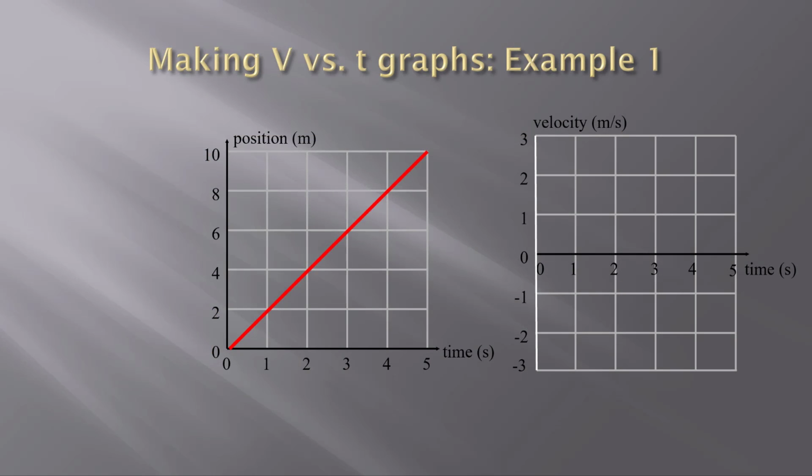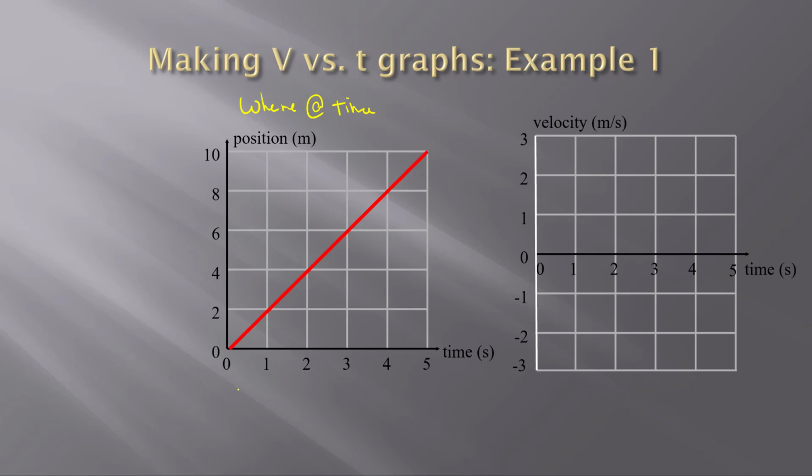All right, so what we're going to do here in this video is look at how to make a velocity versus time graph from a position versus time graph. So let's quickly review what's going on with a position versus time graph. We know that this is describing where something is at any given time. At any given time, we can figure out between 0 and 5 seconds where this thing is.